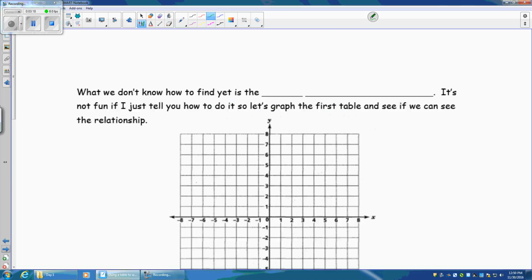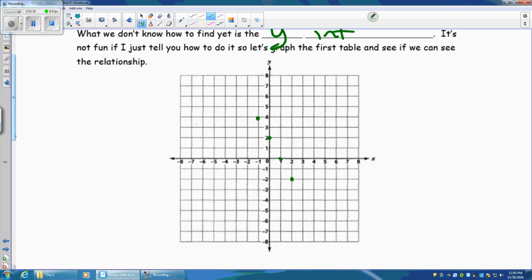I'm going to go and graph -1, 4, 0, 2, 1, 0, and 2, -2. There's my line. What we don't know how to find yet is the y-intercept. Now that being said, can we look at this graph and find the y-intercept? That should be pretty easy, right? So I'm going to try to draw a nice line. Not too bad. And looking at it, what is it? Obviously, it's 0, 2. Right?